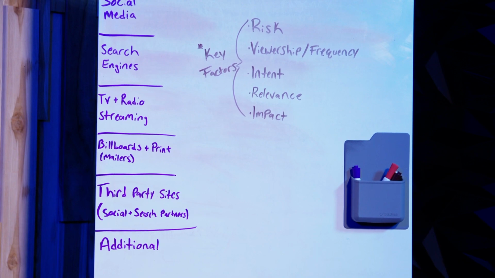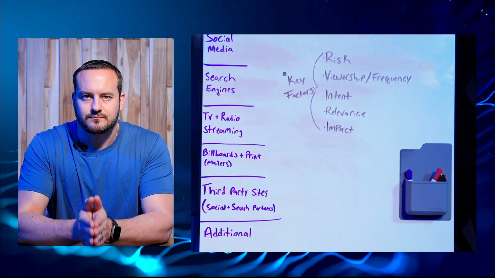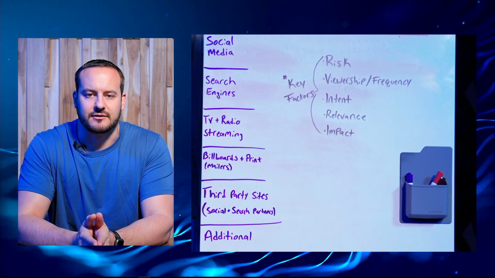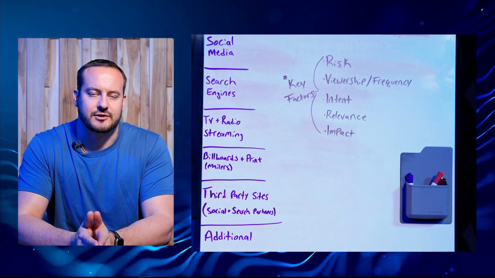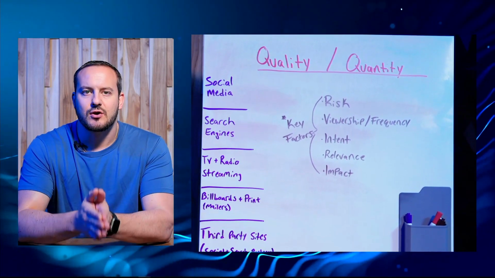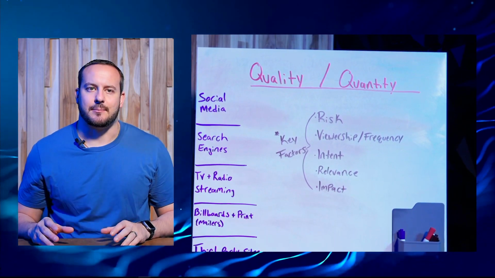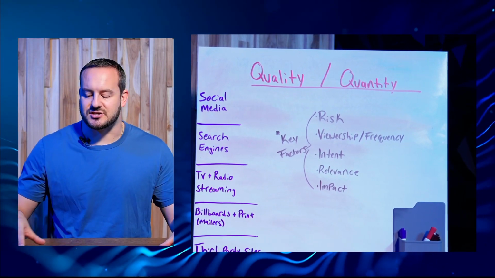Now, when you're placing your ad budget inside of these categories, you have to think about a couple of key factors. One of the biggest key factors, which I highlighted at the top of the whiteboard, is quality versus quantity. Now, let's just look at an example for social media against search engines.